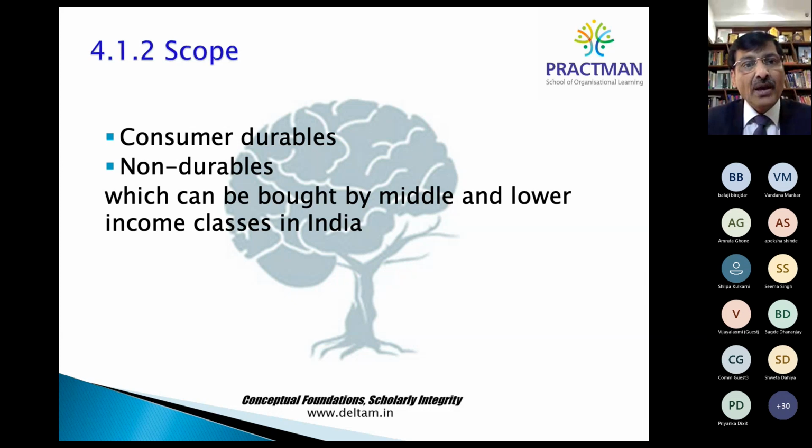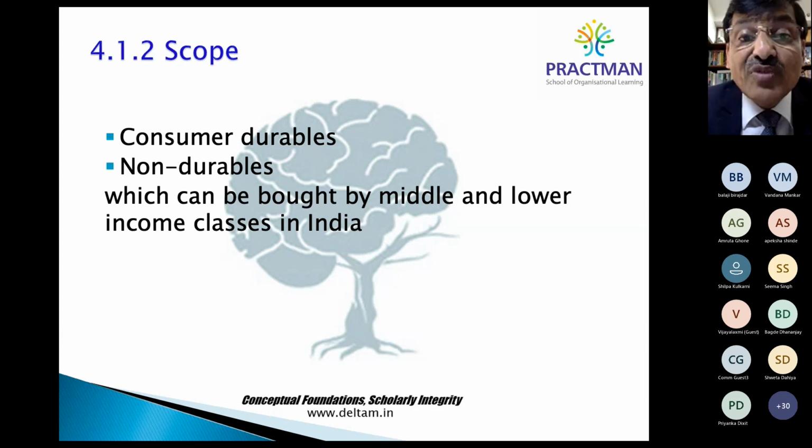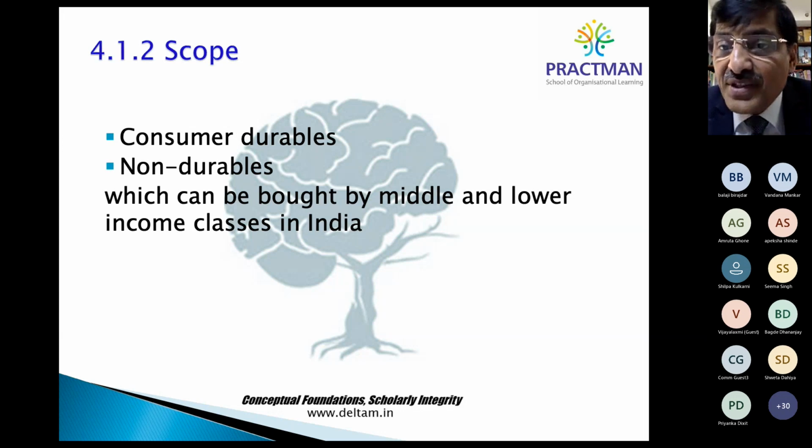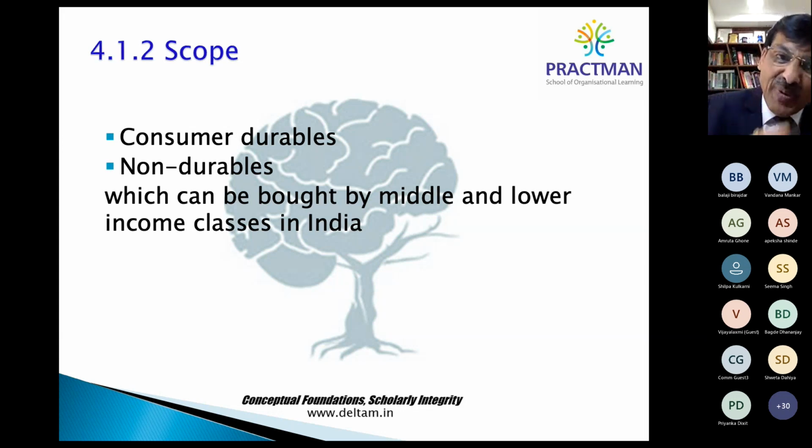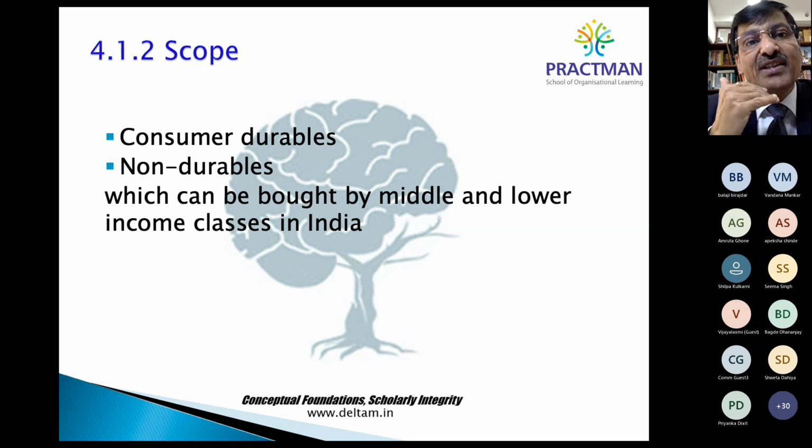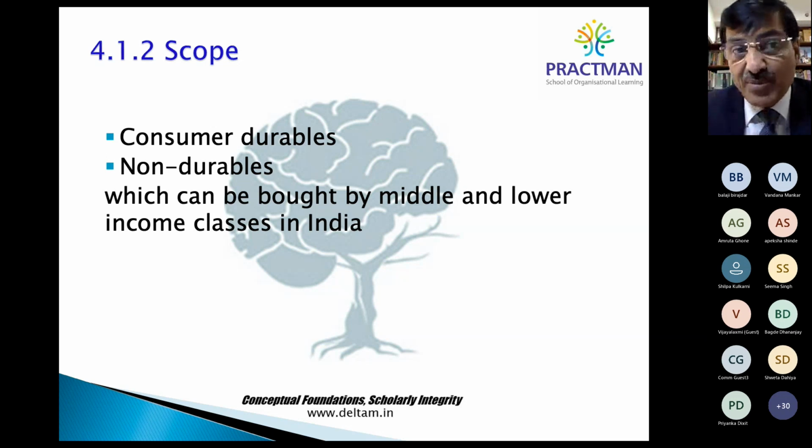And two-wheelers. But there was a qualification which we applied: such consumer durables and non-durables which can be bought by middle and lower income classes in India, because the scope for expansion existed there, not in the upper middle or the upper income segment. So that is how the scope was defined.